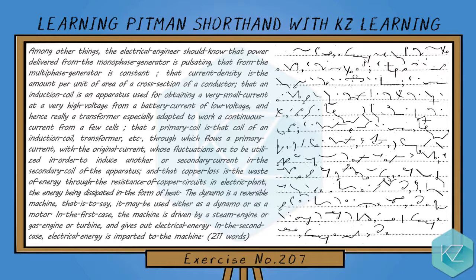The dynamo is a reversible machine, that is to say, it may be used either as a dynamo or as a motor. In the first case, the machine is driven by a steam engine or gas engine or turbine and gives out electrical energy. In the second case, electrical energy is imparted to the machine. Full stop.